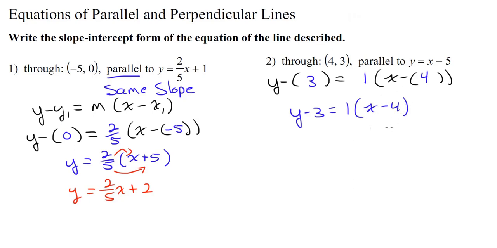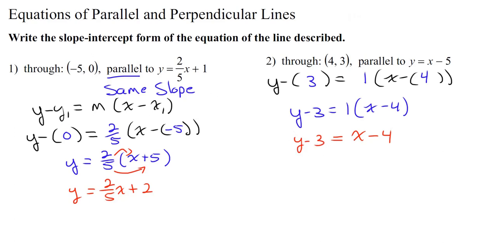Now we need to do two things to put this into slope-intercept form. We need to do distributive property on the right, and then on the left, we're going to need to get rid of this -3. So on the right here, when we distribute, 1 times x is x, and 1 times -4 is -4. So now we have y minus 3 equals x minus 4.